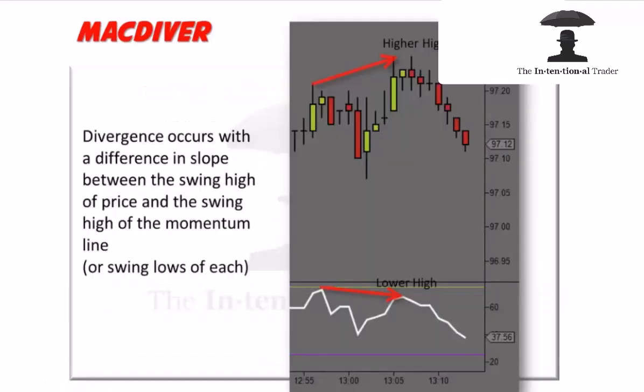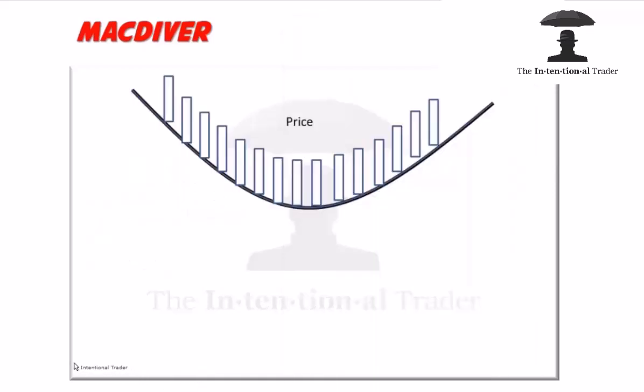So when you notice that the slope between the swing high of price and the swing high of the MACD oscillator is different, or the swing lows, then we have a divergent condition, which is a very powerful trading condition.